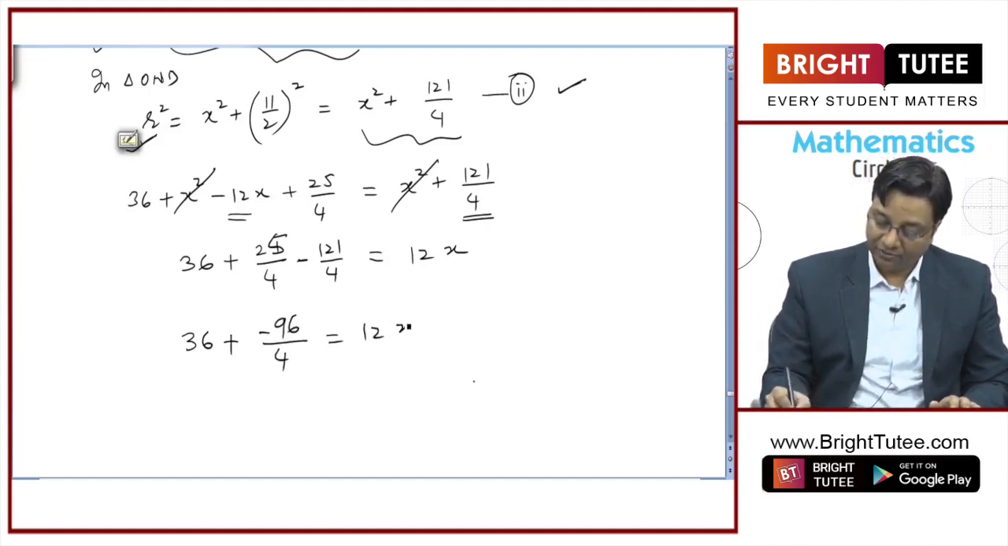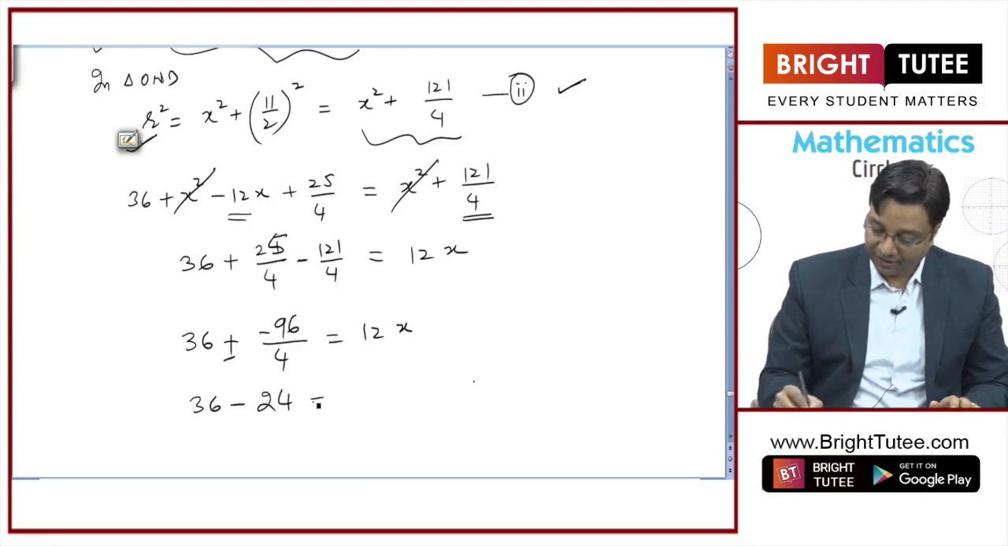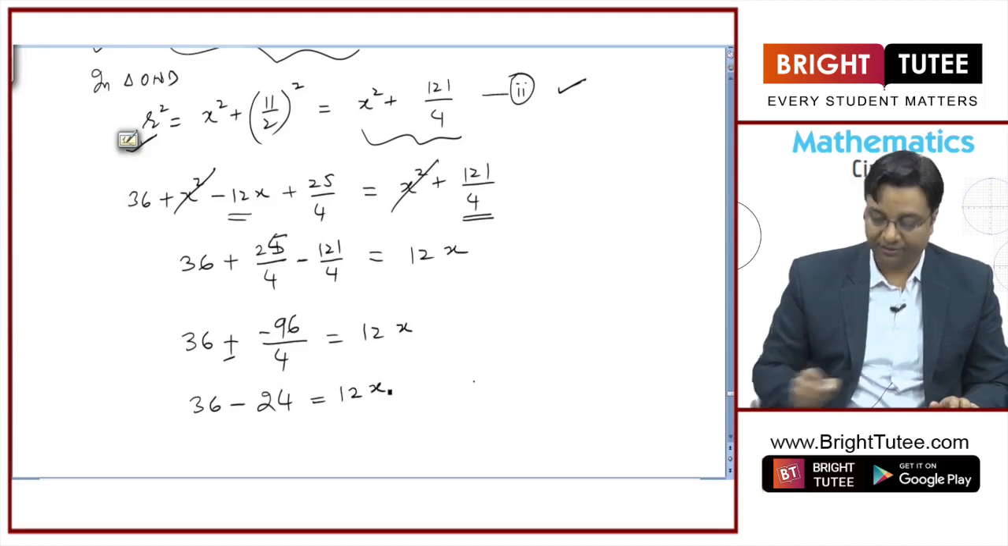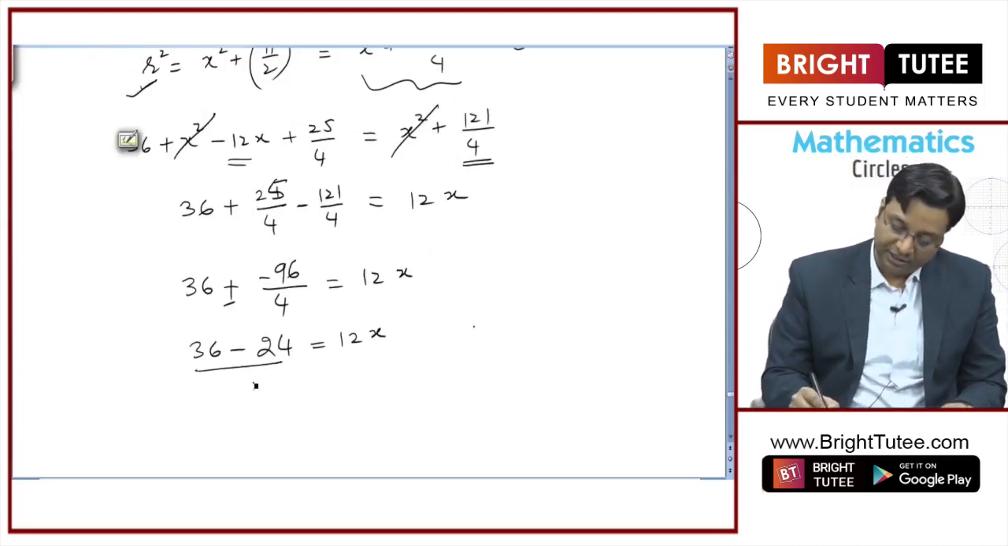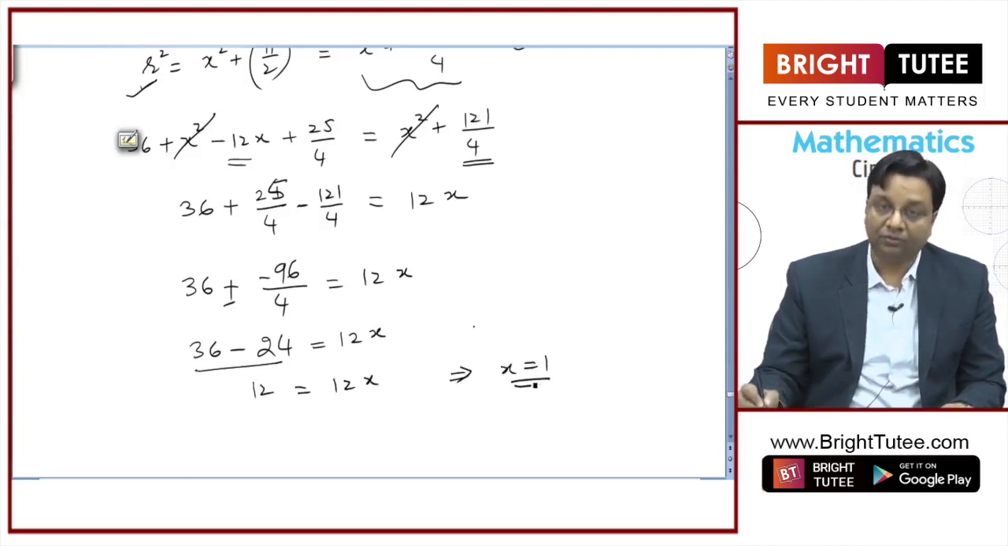So it is equal to 12x. Now this plus sign will become negative: 36 minus 96 by 4. What is this? 4 2s are 8, 4 4s are 16, so it is 24. And it is equal to 12x. So this is 12 and it is equal to 12x, so it will give me x equal to 1.